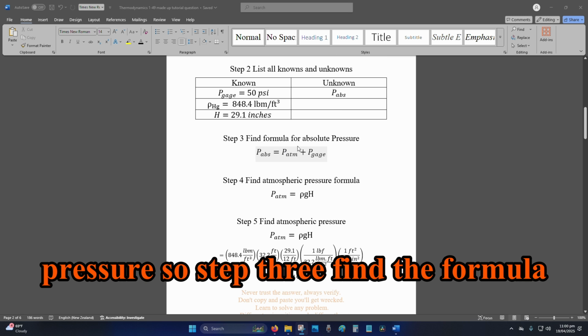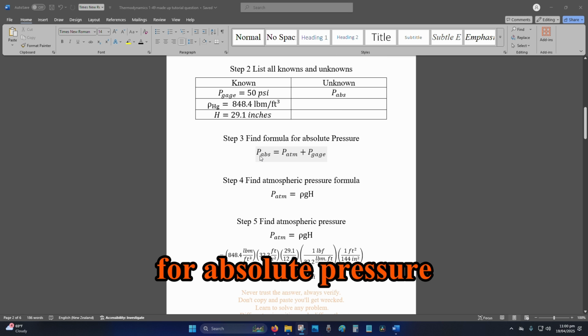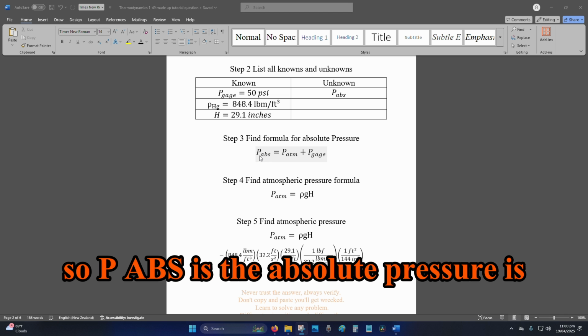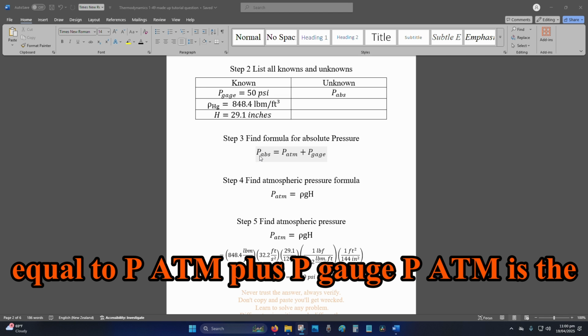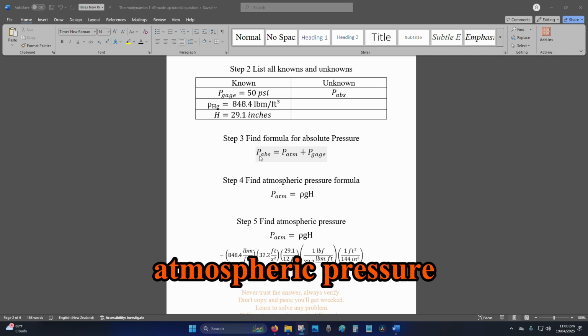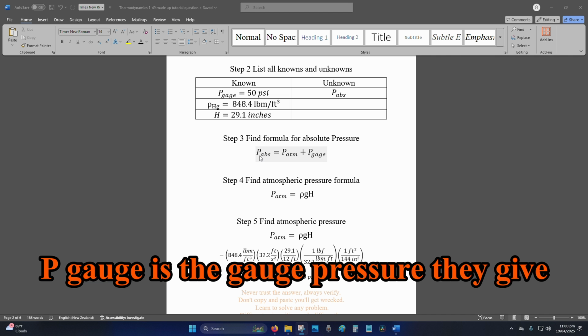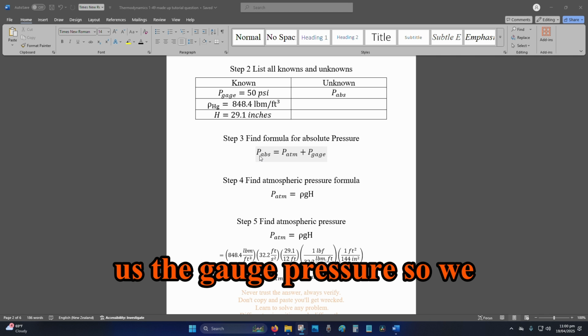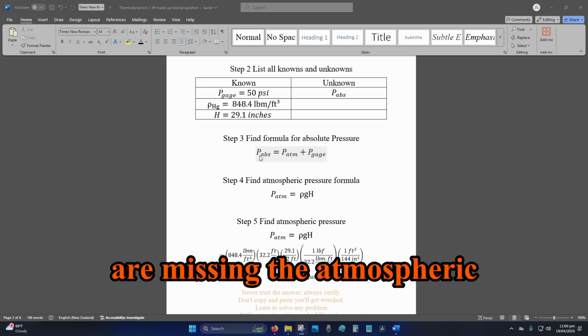Step 3, find the formula for absolute pressure. So P_ABS, the absolute pressure, is equal to P_ATM plus P_gauge. P_ATM is the atmospheric pressure, P_gauge is the gauge pressure. They give us the gauge pressure, so we are missing the atmospheric pressure.